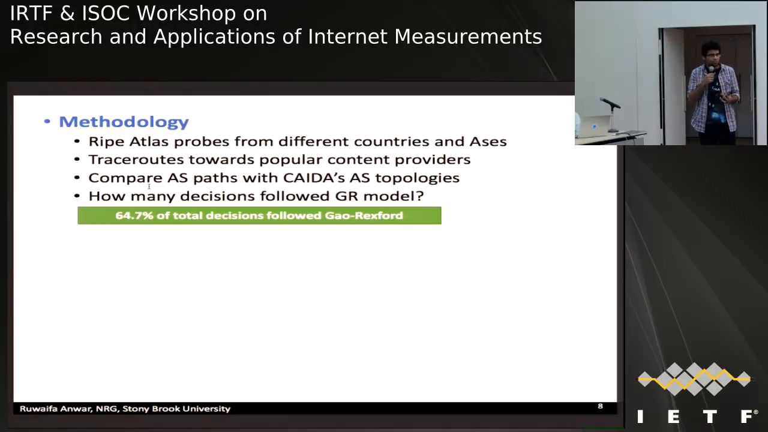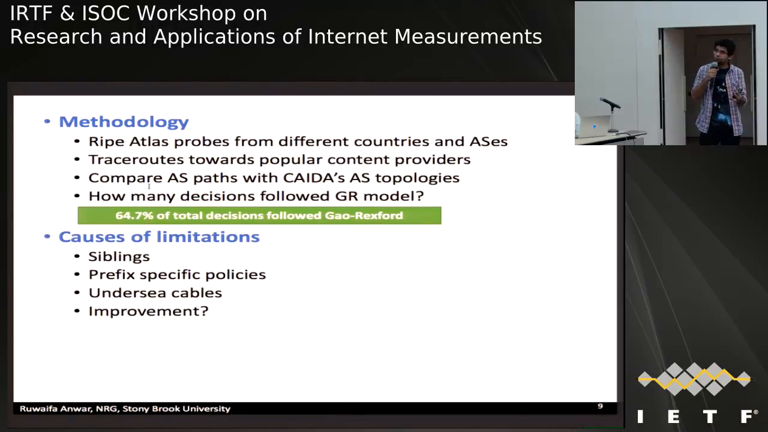So what was the cause of limitation? One of the causes of limitation that we found was sibling ASs. Sibling ASs are those ASs which belong to the same organization. So many organizations have multiple ASs, maybe due to commercial mergers or due to different geographical regions.